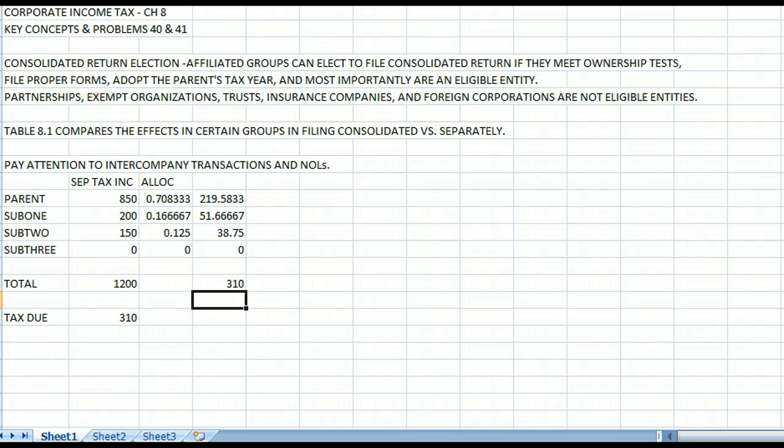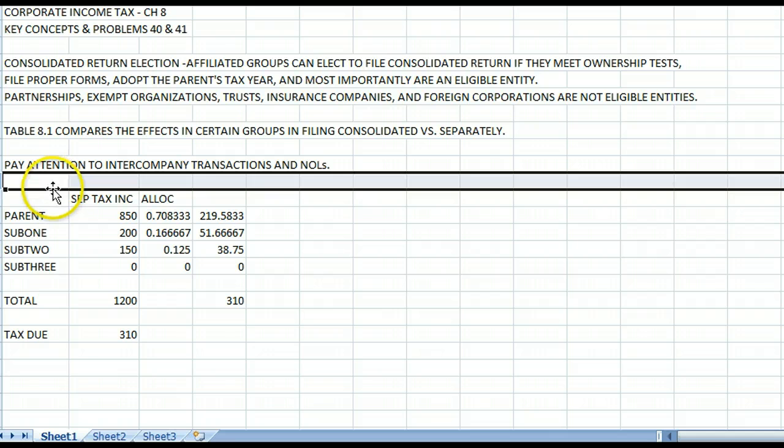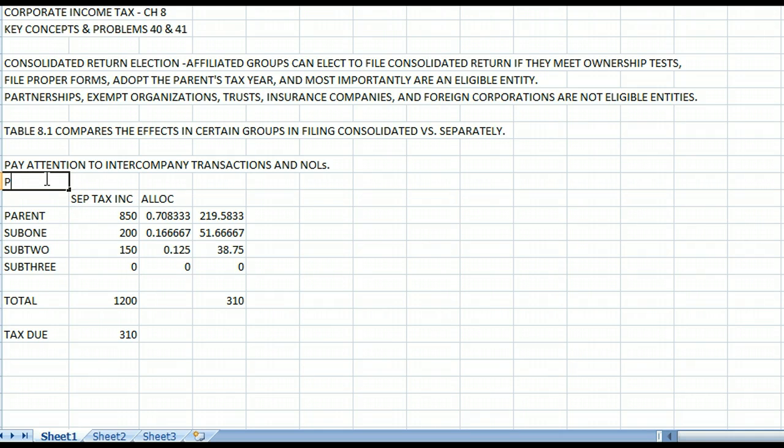So what we've done in problem 40, make a note that this is problem 40. Insert a line here, and make this one problem 40. Is we have allocated that $310 right here of tax due, this $310. What we've done is we've gone over here in total and we've allocated based on taxable income.